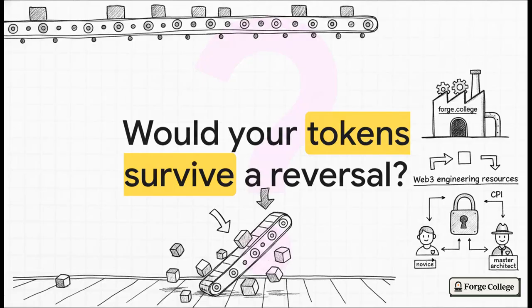I want to leave you with this final provocative thought. If your protocol's conveyor belt suddenly reversed due to an error, would your tokens survive the rollback? Or would they be stuck somewhere on the factory floor? Designing secure CPIs is really what separates the novices from the master architects.